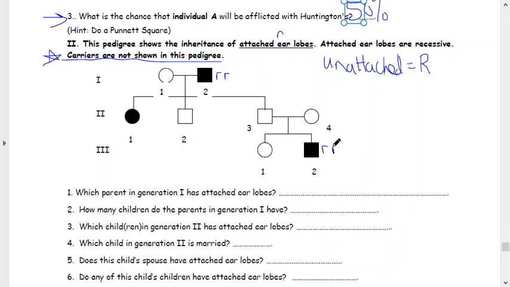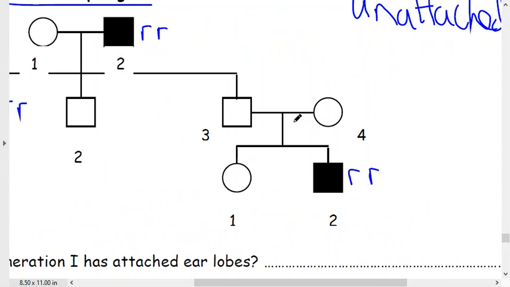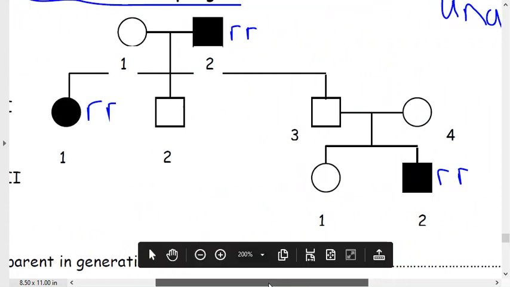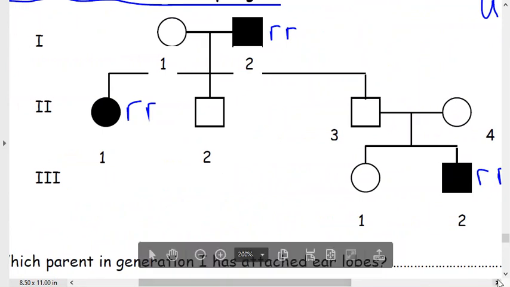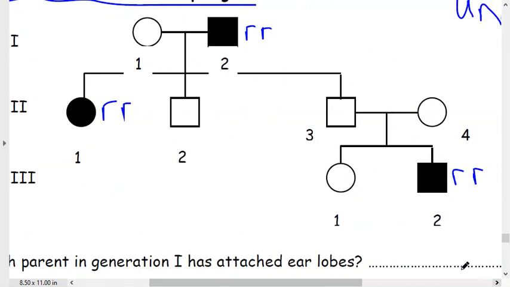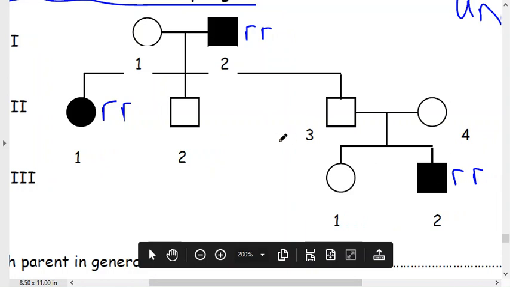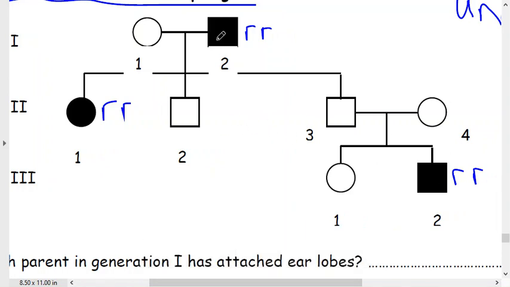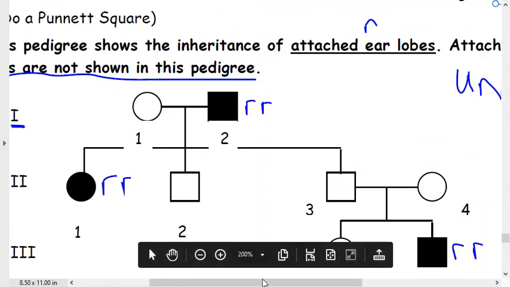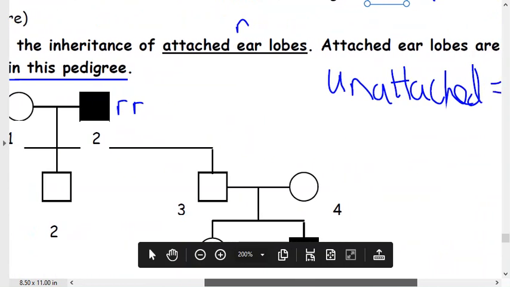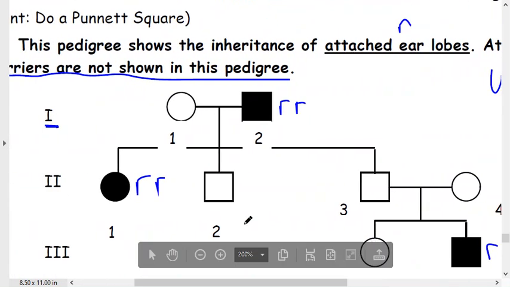So we start with what we know. And I know there are questions related to this pedigree, but I'm just going to go ahead and fill the entire thing in with you just because it's good practice. All right, what else can we figure out? Well, we know that this guy here, individual number 2 in the first generation, is homozygous recessive. Let me check that I'm doing this right. Attached earlobes are recessive. Yes, so he must be homozygous recessive.